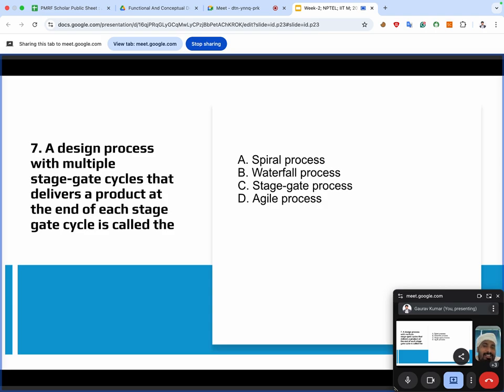Can you guess? Stage gate. Sorry? Stage. Why low confidence? Say whatever you are saying. Stage gate. Okay, option B. Om is saying option B, waterfall process.